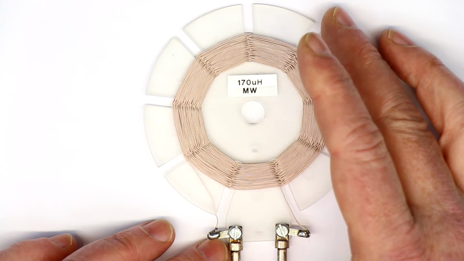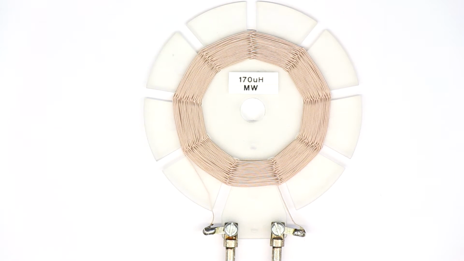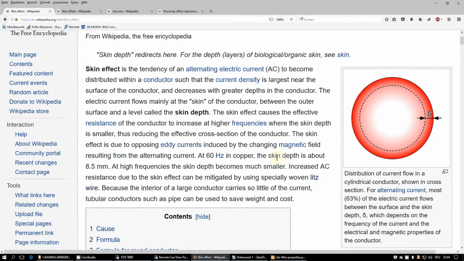And so the first thing that you already might have heard of that comes into play is the so-called skin effect. So here we see the English Wikipedia entry about the skin effect, and what we can see is that for alternating currents, the current only flows, or mainly flows, on the outer layer of, in this case, a round conductor, a round cable or wire, and the hue of the red color marks the current density.